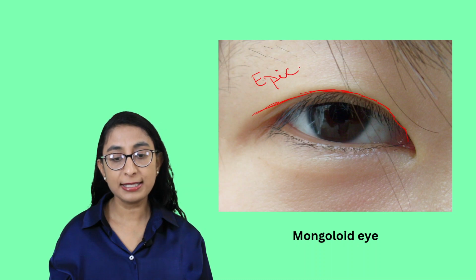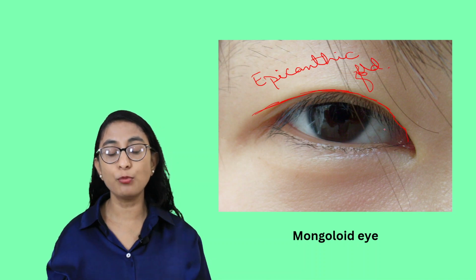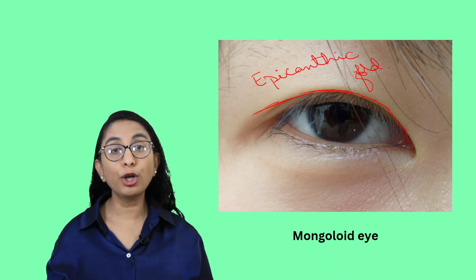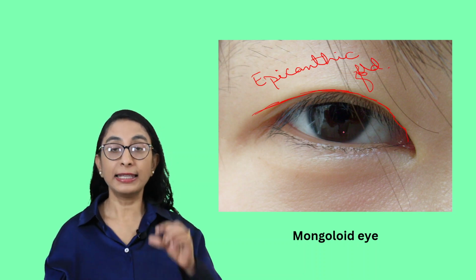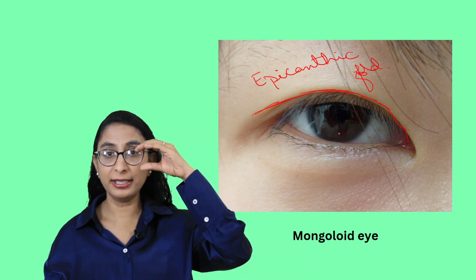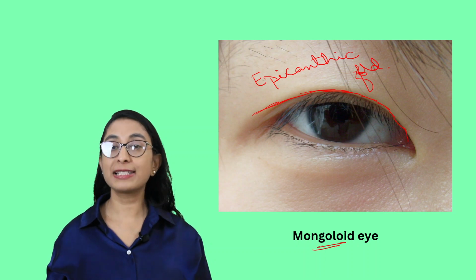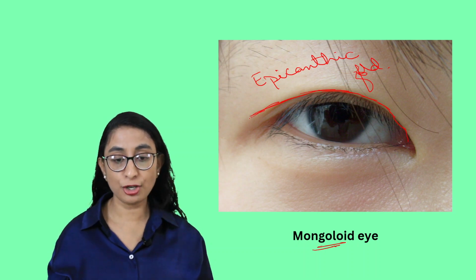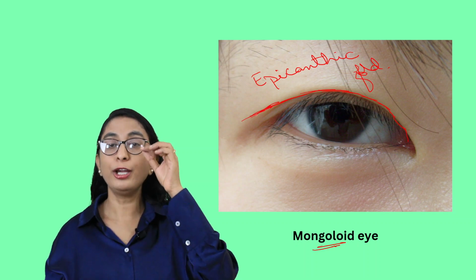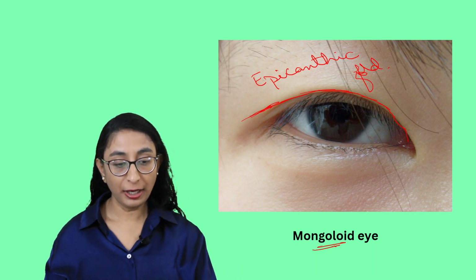This is called the epicanthic fold. And this kind of eye is called the mongoloid eye or the mongoloid slant. That is, the eyes are not horizontal, instead they are slightly tilted. Correct? That is what we call the mongoloid eye or the mongoloid slant. And this flesh or folding of the skin above our eyelids is called the epicanthic fold.